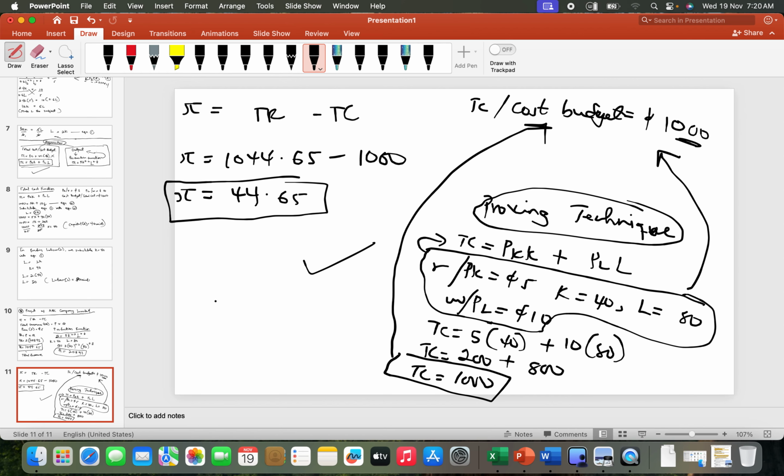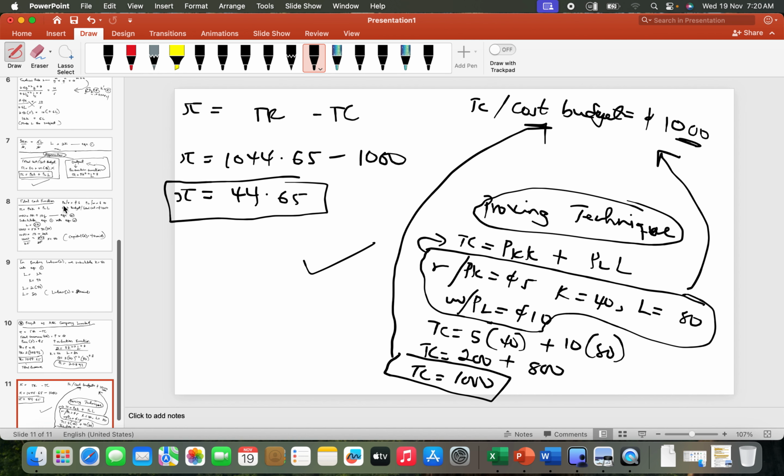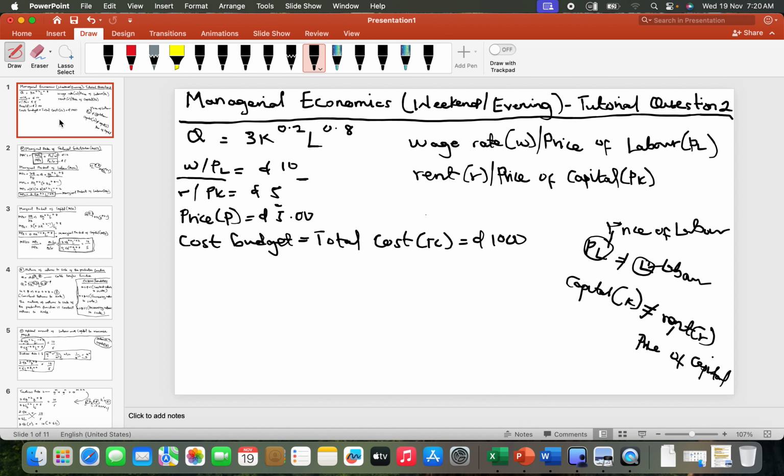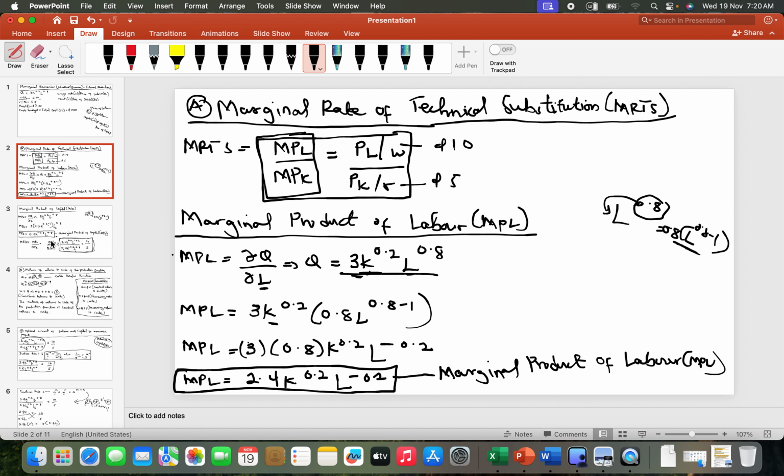So this is the first question I'm solving for the weekend and the evening school, per your managerial economics tutorial question. That's our question 2. So I'll try and solve the remaining ones and also share it with you guys.